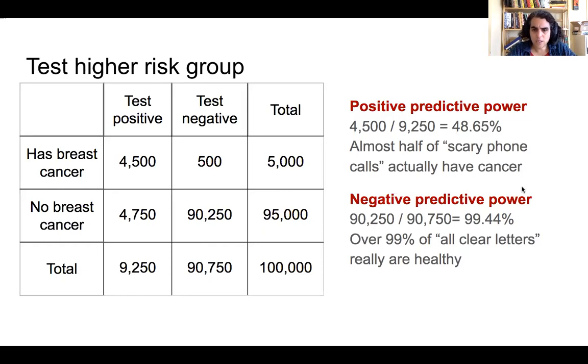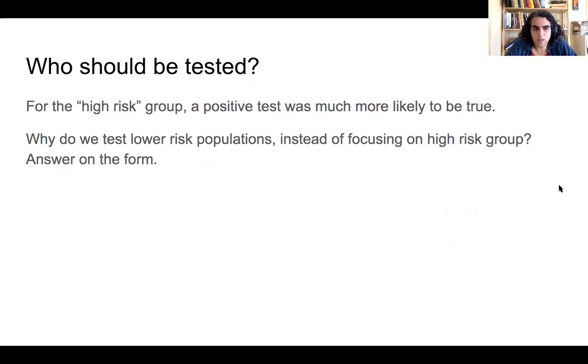So why don't we only test this high-risk group? I mean, for the high-risk group, the positive test was much more likely to be true. We weren't scaring as many people unreasonably. So why do we test lower-risk populations instead of focusing on high-risk groups? Think about that for a moment and answer on the form.